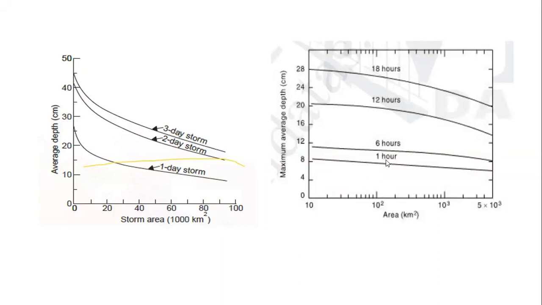Whereas for 18 hours, we find that the maximum average precipitation is so high, about 28. For 6 hours it's more than 1 hour, for 12 hours it is more than 1 and 6 hours, and for 18 hours it is the highest one. And with increase in the area, its magnitude goes on decreasing and decreasing, isn't it? So magnitude of what? Magnitude of average precipitation.